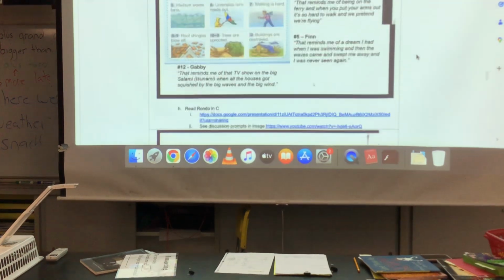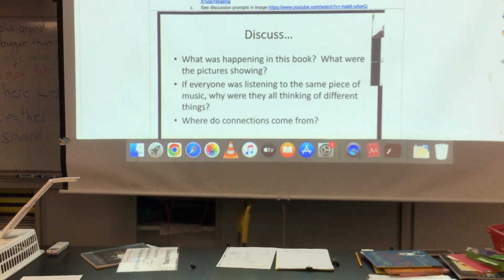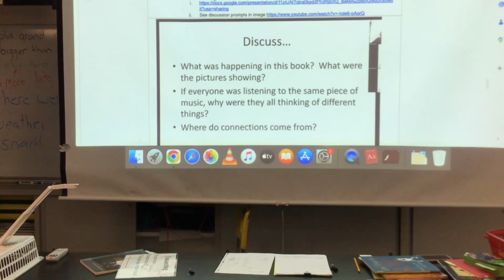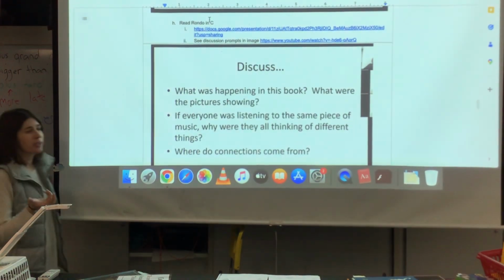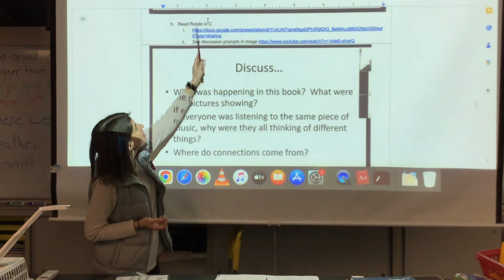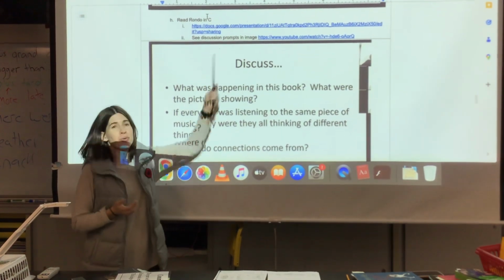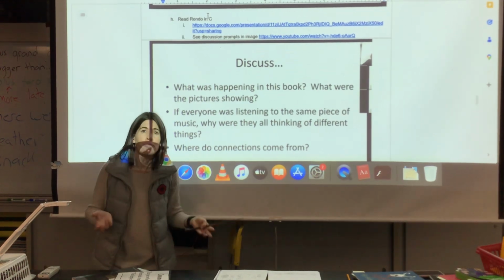From there, I believe we go on, oh, that's a cute one, Rondo in C. It's a hard to find book, but basically it's a book, Rondo in C. And you can listen to it. It's about a score of music.